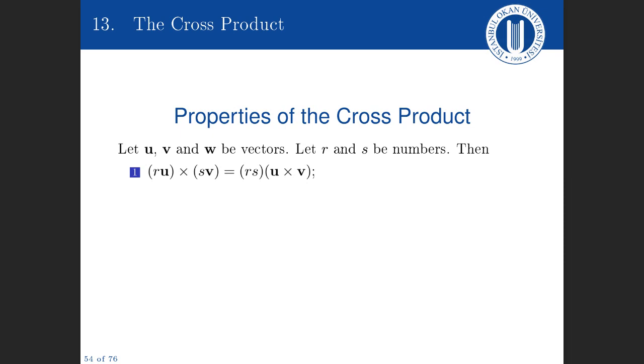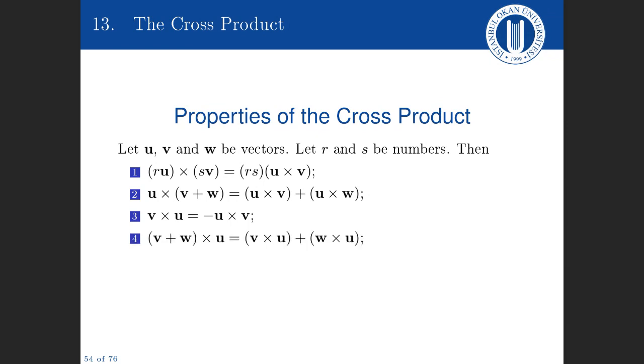Properties of the cross product. Again, I'm going to be very quick here. u, v, and w are vectors, r and s are numbers. ru cross sv is the same as rs u cross v, doesn't matter where we put the numbers. u cross v plus w, this is one we would expect, I think. u cross v plus u cross w, one we perhaps don't expect. v cross u is minus u cross v. I'm going to talk a little bit more about that in a moment. If we combine number 2 and number 3 together, we get v plus w cross u is v cross u plus w cross u, which is what we expect.